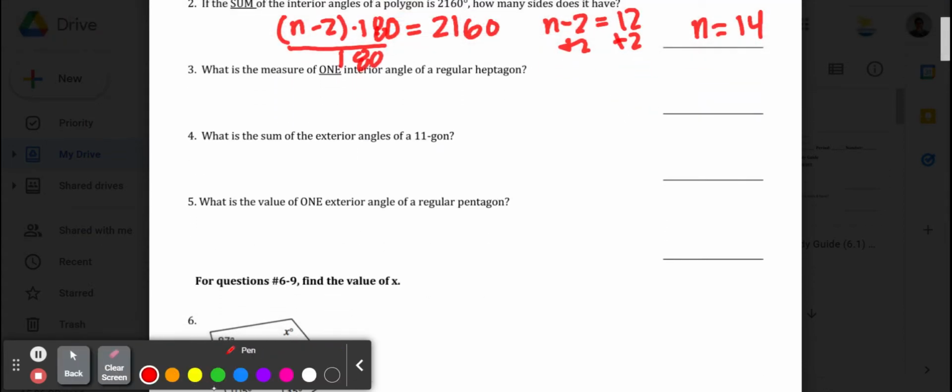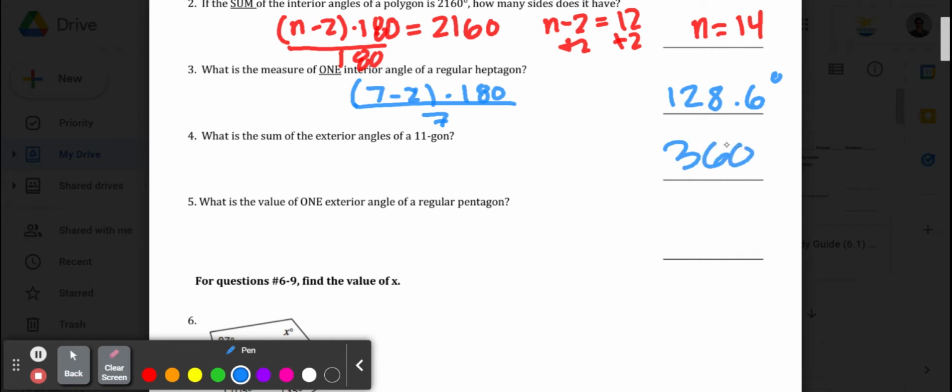All right, heptagon. So heptagon is 7 sides, one interior angle. So we're just going to do 7 minus 2 times 180 divided by the number of sides, which is 7. So that's 5 times 180 and then divided by 7, which gives us about 128.6 degrees.